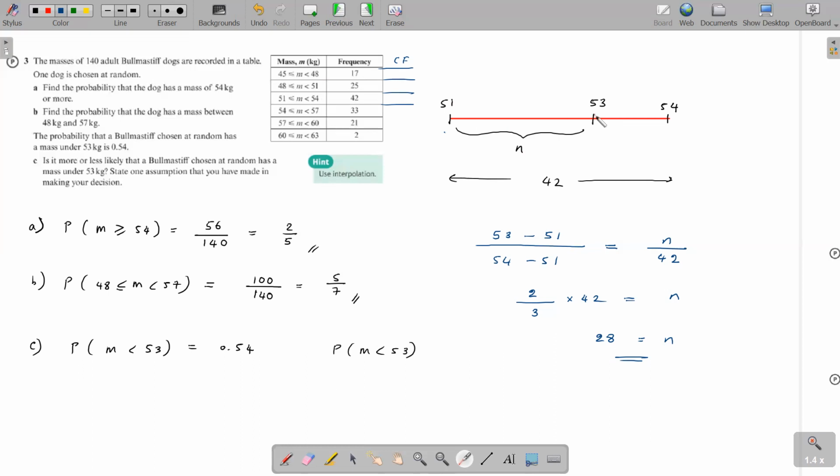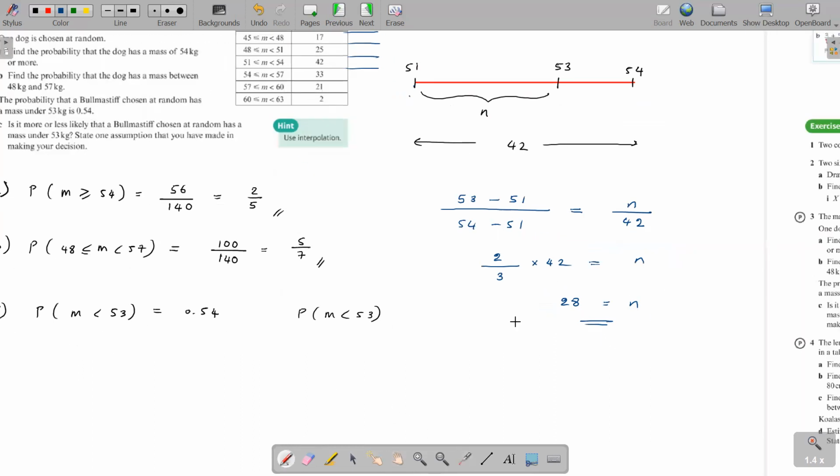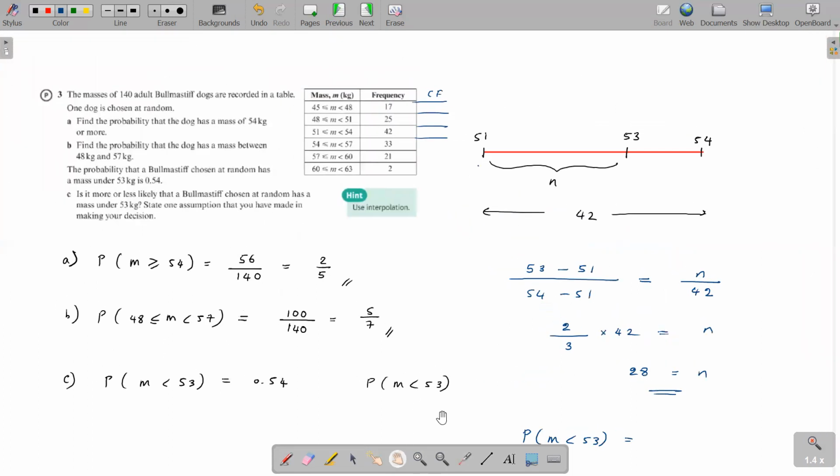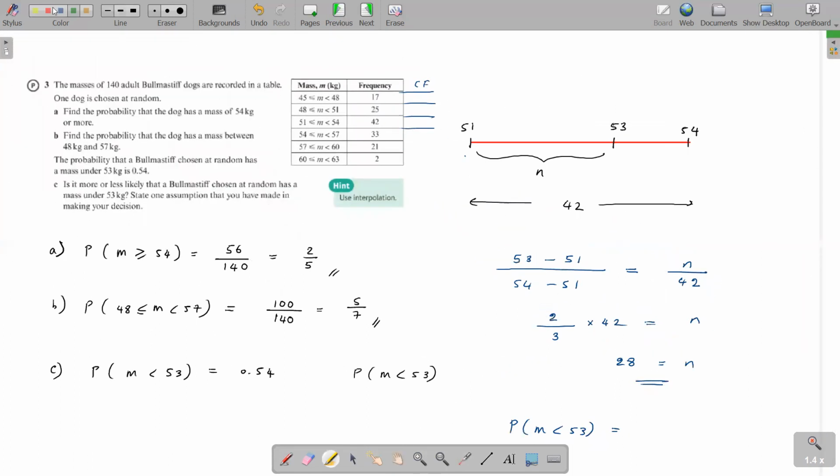Okay, so my question is to find the probability that the mass is under 53. So how many dogs are under 53 kilograms? You can see 45 to 48 is under 53, so these 17 dogs come. And 48 to 51, yes, this is also under 53, so these 25 dogs are also under 53 kilograms.